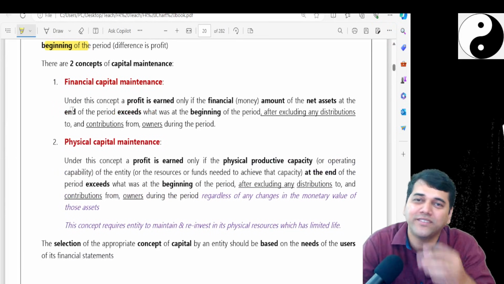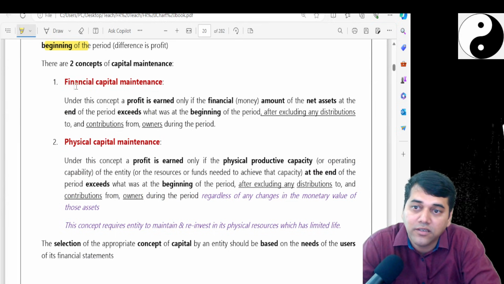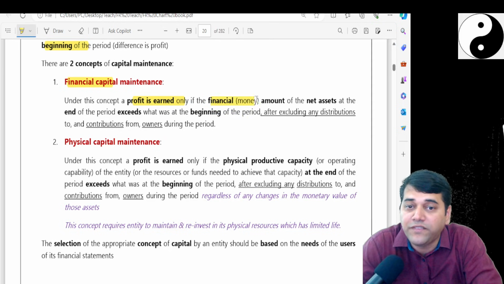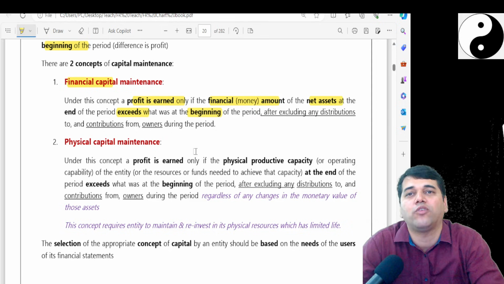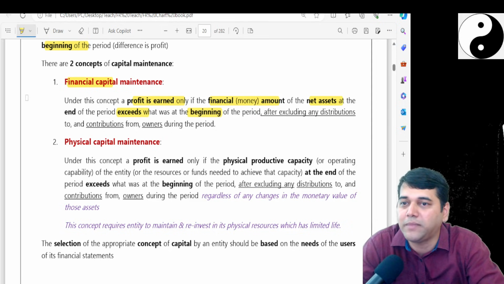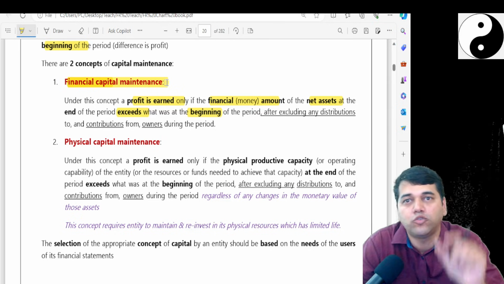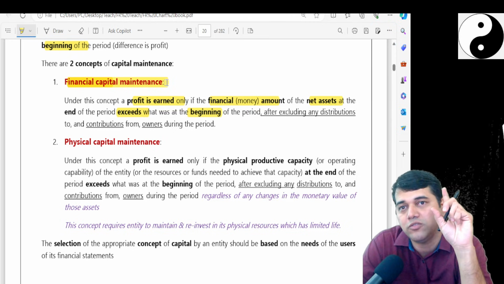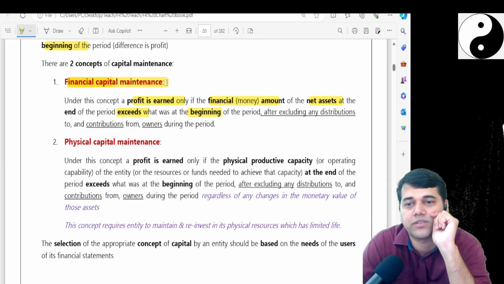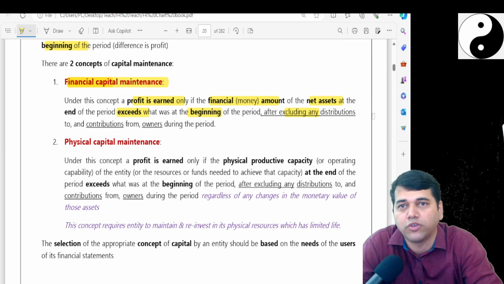Now, there are two concepts of capital maintenance. One is financial capital maintenance, under which your profit is earned only if the financial amount of net assets has exceeded that at the beginning. This is what we have learned from our childhood, and this is what investors look for most of the time. Your closing balance sheet rupee value is more than your opening balance sheet. Yes, that is a profit, excluding contributions and distributions to the owners.